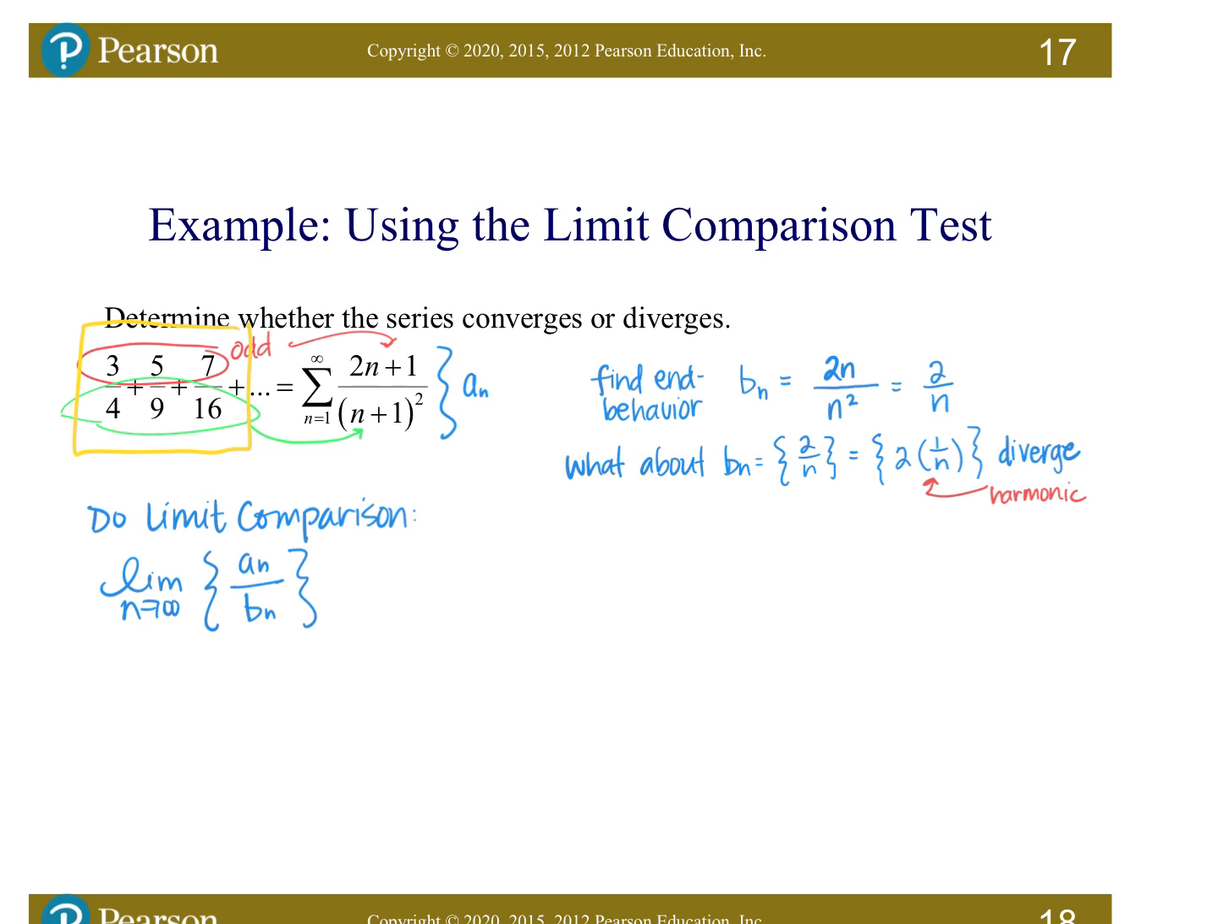So then we can work through just the math of doing our limit comparison. So we'll take 2n plus 1 over the quantity n plus 1 squared in ratio to 2 over n, which is algebraically super awkward. So instead, we will multiply by the reciprocal, n over 2.